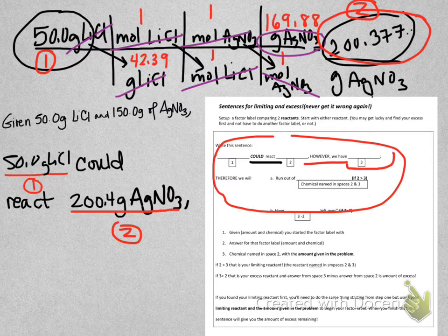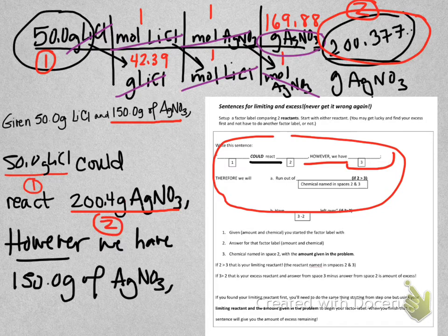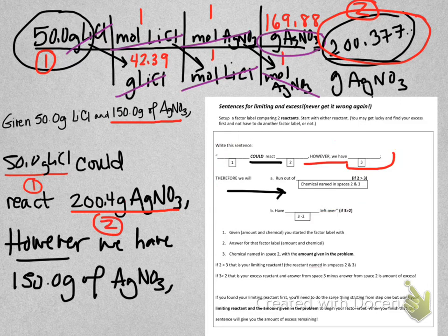However, we have, and this is where you're going to go back to your problem and look at how much of that second reactant you were given. Therefore, we will, well, if 2 is greater than 3, we're going to run out of that, or have some left over if 3 is greater than 2. So in this case, and there's my third blank, 2 is greater than 3. We're going to run out of silver nitrate.